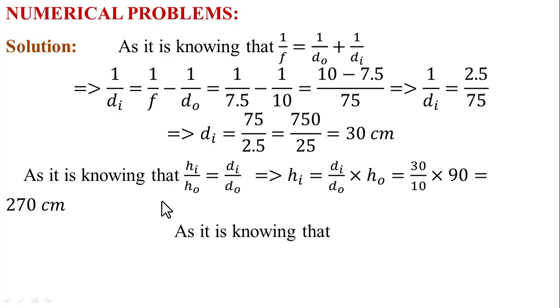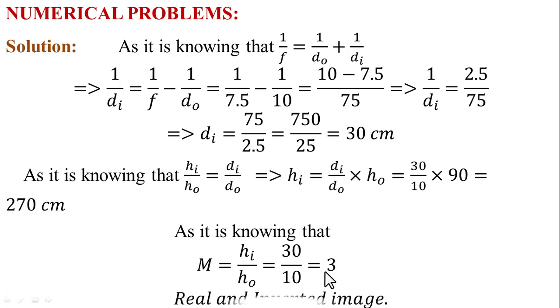Now we will find the magnification. As we know that m is equal to hi over h naught. Putting the values, 270 divided by 90, then magnification is 3 times. So that will be 3 times. Now we will find the nature. So the nature of the image is real and inverted. Now we will move to question number 2.